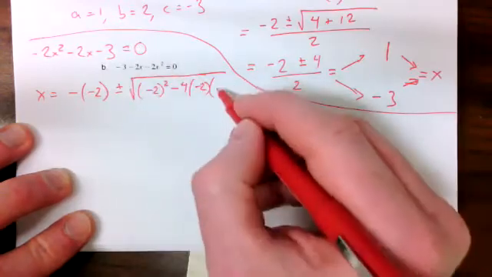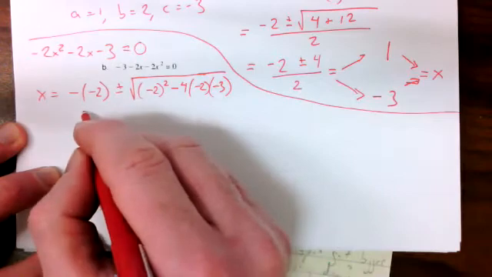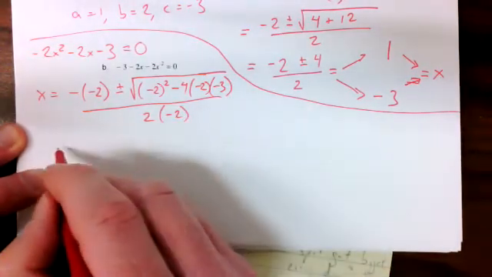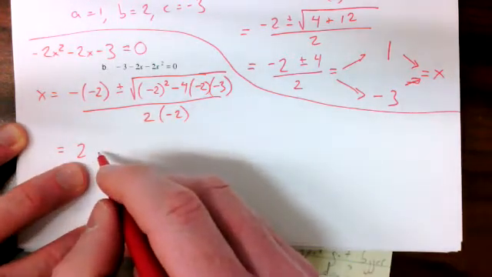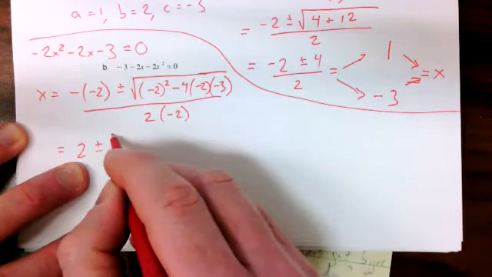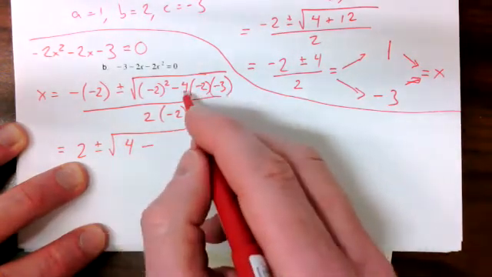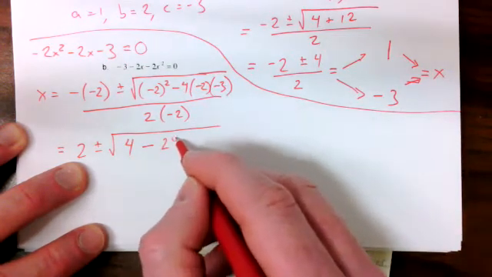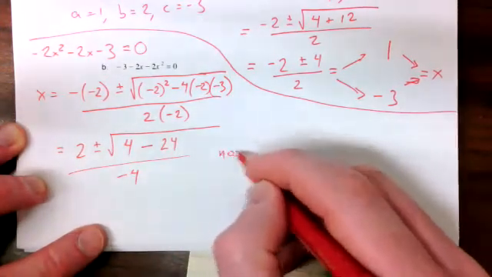A times c, which is negative 3. Good gracious heavens to Murgatroyd. All over 2 times a, which is negative 2. Everything's negative. So we've got 2 plus or minus the root of 4 minus, it's going to be minus 4 times 2 is 8, times 3 is 24. So this is a negative number under here, which means there's no solutions. You just stop right there.